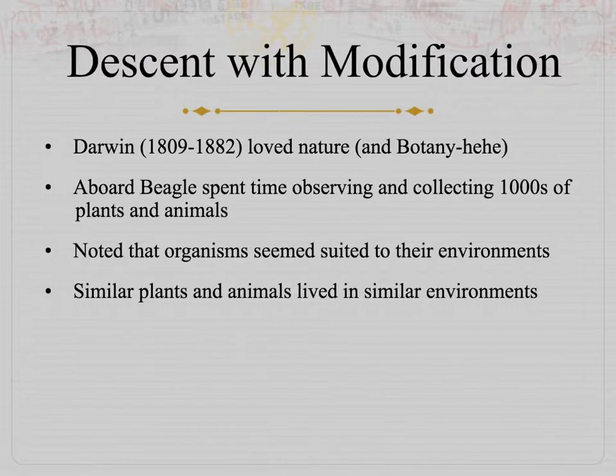And he also noticed that similar plants and animals lived in similar environments. Animals that he would find in the temperate regions of one area were the same as animals that he would find in the temperate regions of another area, but differed from animals that lived in drier areas.